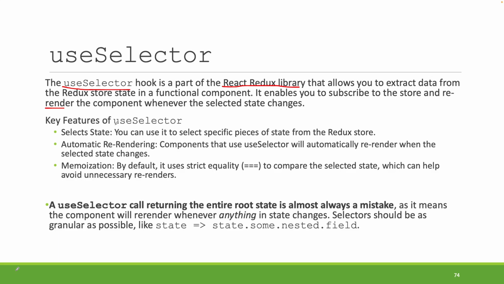So you select state. You can use it to select a specific piece of state from the Redux store. It will do automatic re-rendering. Once a change is made in the store, it will automatically re-render. And by default, it uses strict equality to compare the selected state. It can help avoid unnecessary renders.